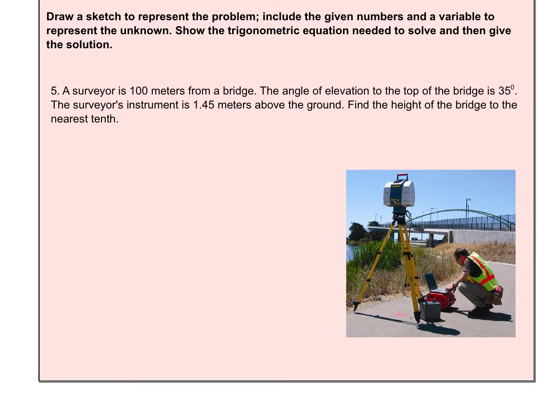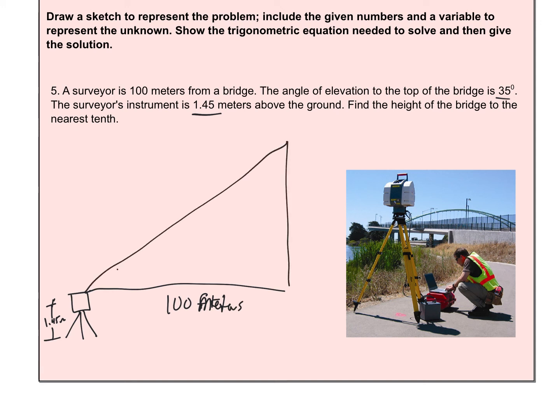A surveyor is 100 meters from a bridge. The angle of elevation is 35 degrees. The surveyor's instrument is 1.45 meters above the ground. Find the height of the bridge. So he's got his instrument here, a tripod with a little thing on it, and this height is 1.45 meters. That's how tall this thing is. So now he is 100 meters away from a bridge. We're in metric. The angle of elevation to the top of the bridge is 35 degrees.